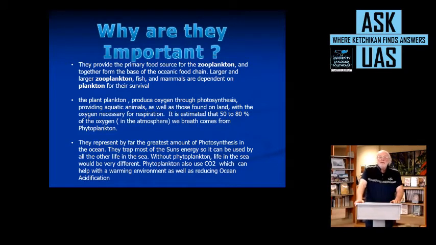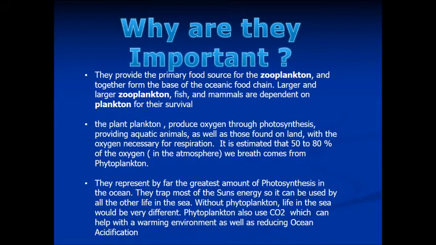The other thing that happens, they represent by far the greatest amount of photosynthesis in the ocean, phytoplankton do, and they trap most of the sun's energy, so it can be used by all other life in the sea. In other words, just like all plants produce various carbohydrates from the sun's energy by absorbing carbon dioxide in the presence of chlorophyll, that produces oxygen as a byproduct, as well as sugars and things like that that can be used for nutrition and metabolic processes in animals.